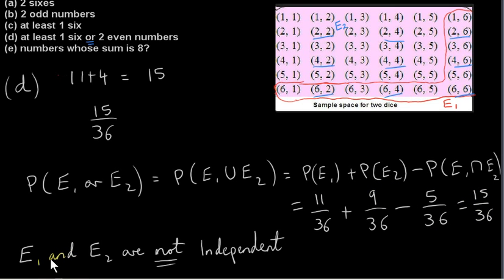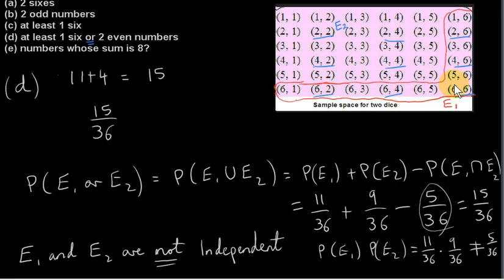Here we notice that events E1 and E2 are not independent, because if we multiply the probability of E1 by the probability of E2, we have 11 over 36 times 9 over 36, which is not equal to 5 over 36. We saw that the probability of E1 and E2 was 5 over 36. We just looked at the intersection of the two events. So there are 5 elements in the intersection, these 5 elements highlighted in blue. So that means that E2 must depend on E1 and vice versa.